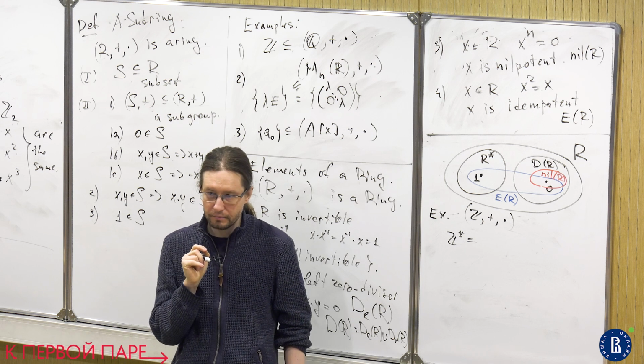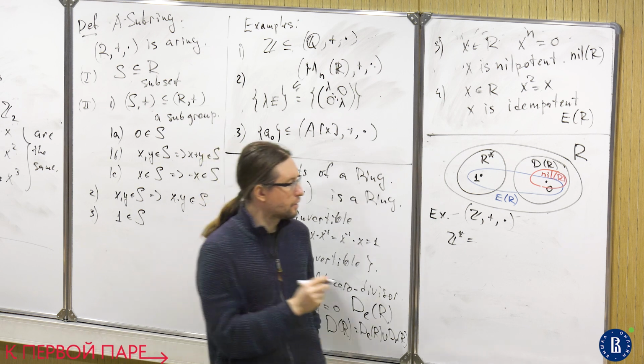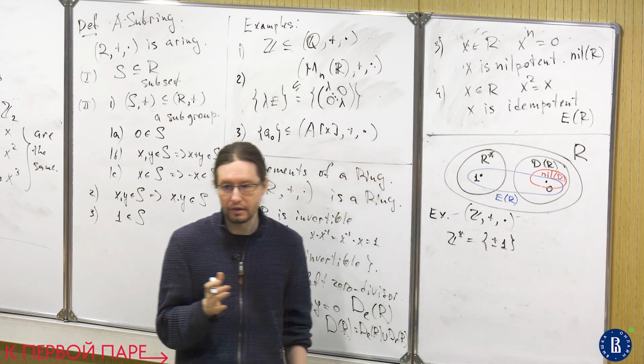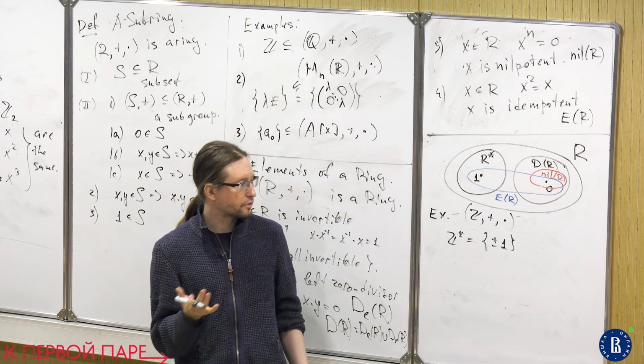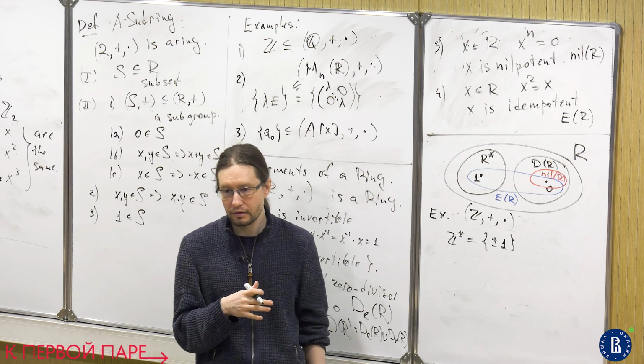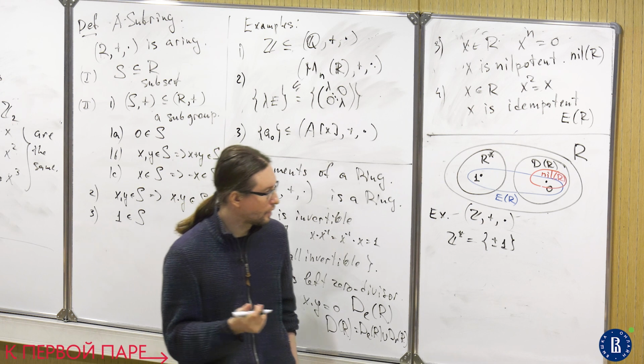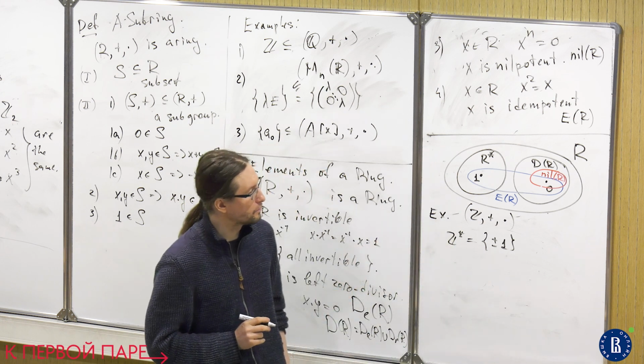Plus minus 1. All other integers are not invertible, because if you take something larger than 1 or smaller than minus 1, the inverse will be a rational number, which is not an integer. So this is the set of all invertible elements.